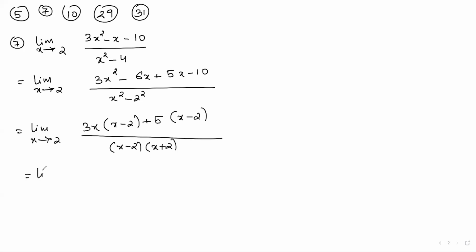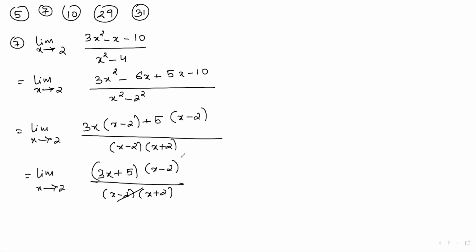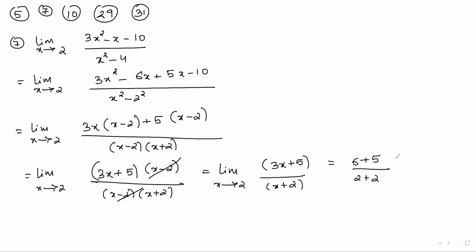Okay, so this will become limit x tends to 2, and this will give you 3x plus 5, and next is x minus 2 by x minus 2 into x plus 2. Okay, this part cancels. Now we finally get limit x tends to 2, 3x plus 5 by x plus 2. Okay, so put this value: 6 plus 5 by 2 plus 2, which is equal to 11 by 4. This is our final answer.